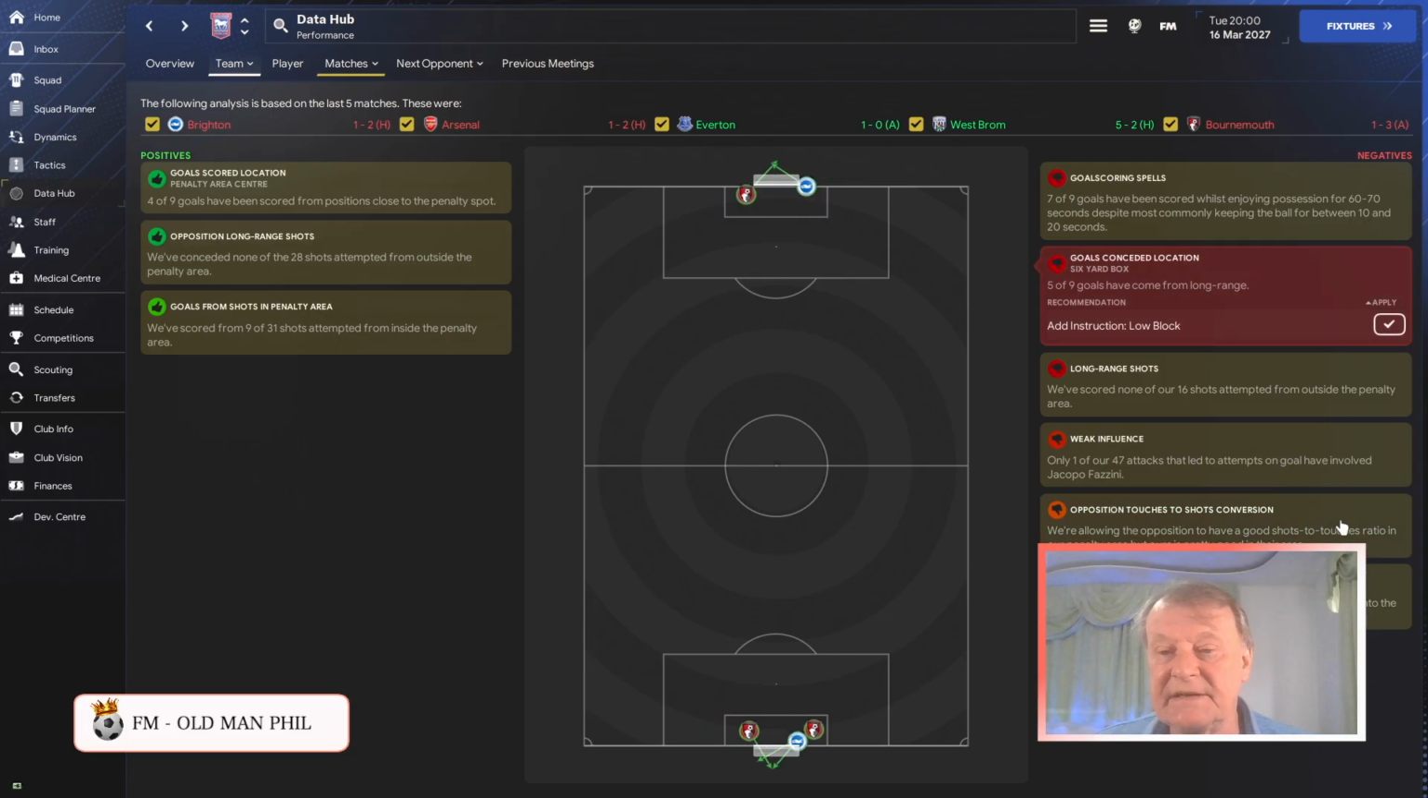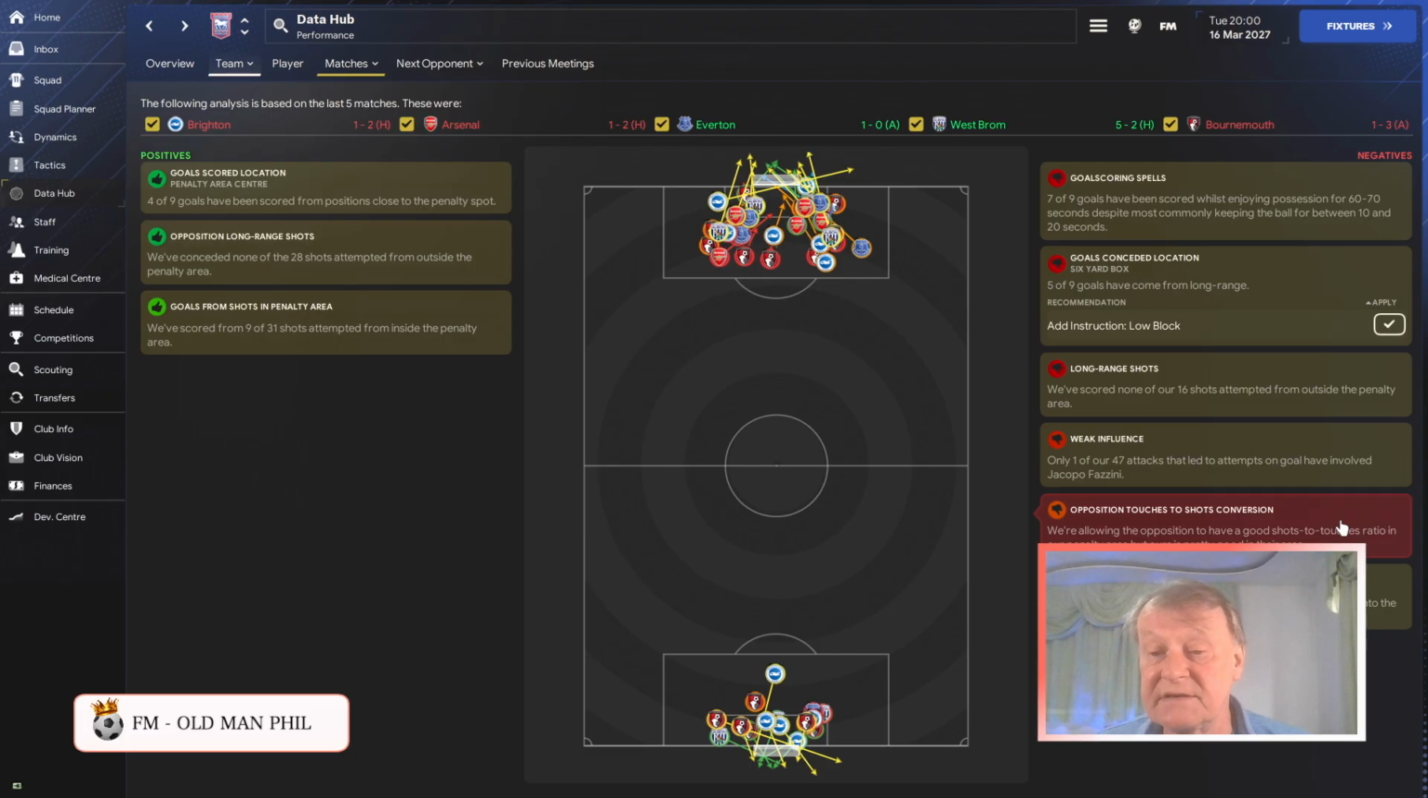And secondly, the opposition touches to shots conversion. We are allowing the opposition to have a good shots to touches ratio in our penalty area. And we need to find a way to reduce this. And so we'll be looking at that in the team instructions and also in the individual instructions.